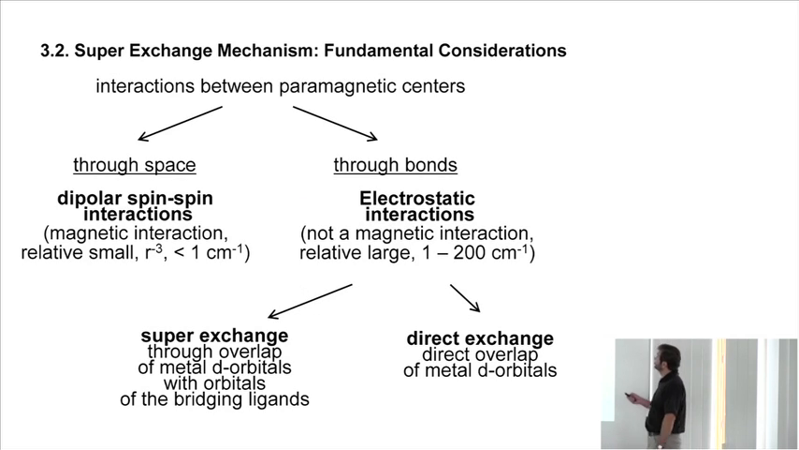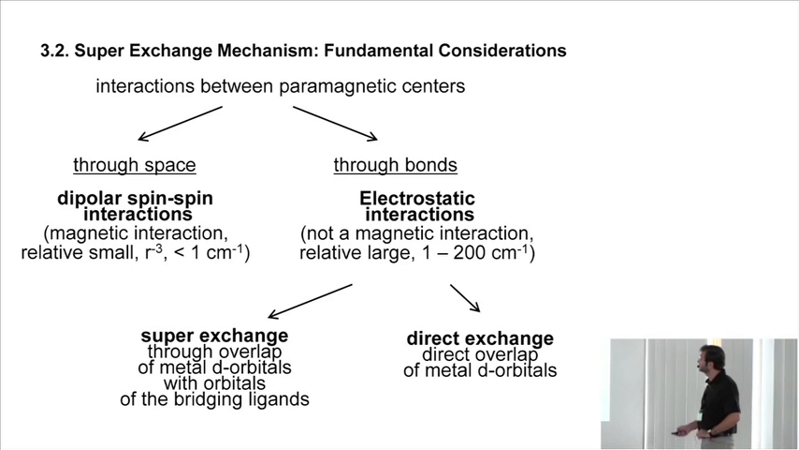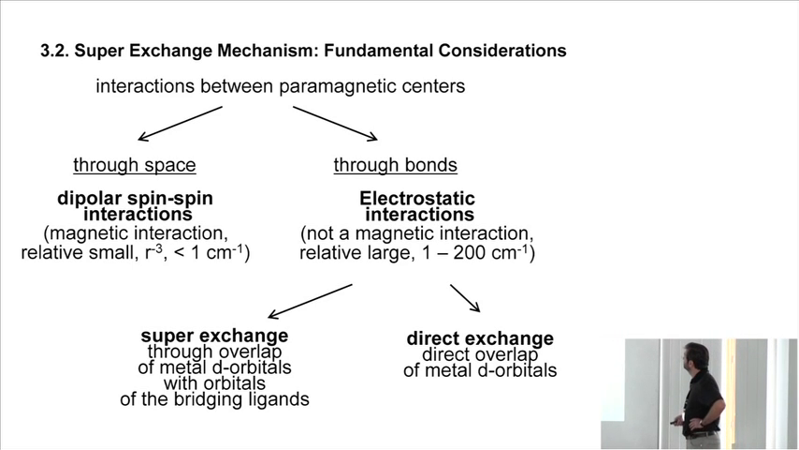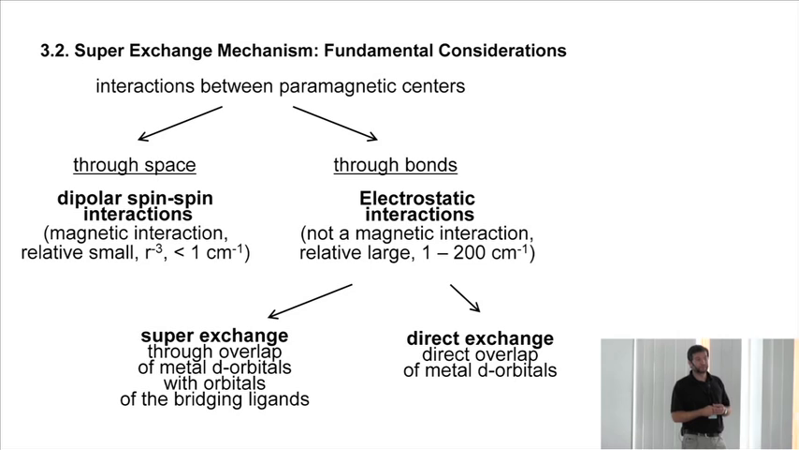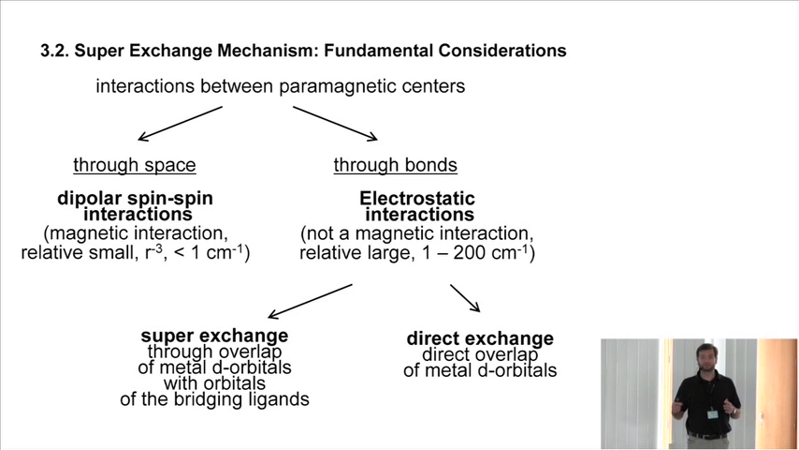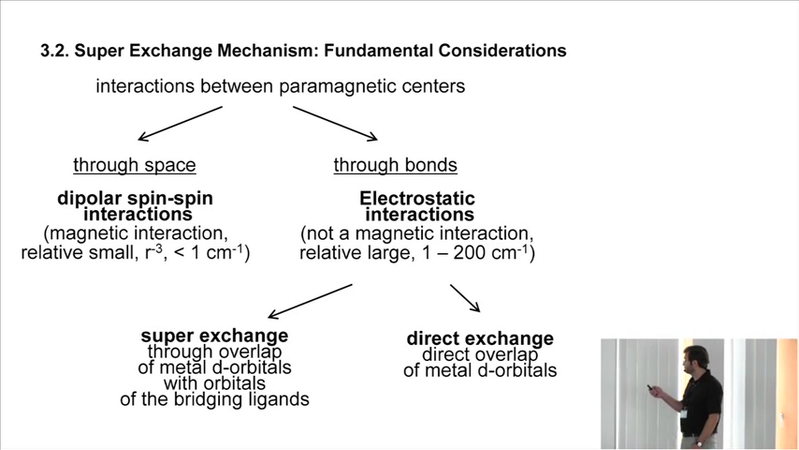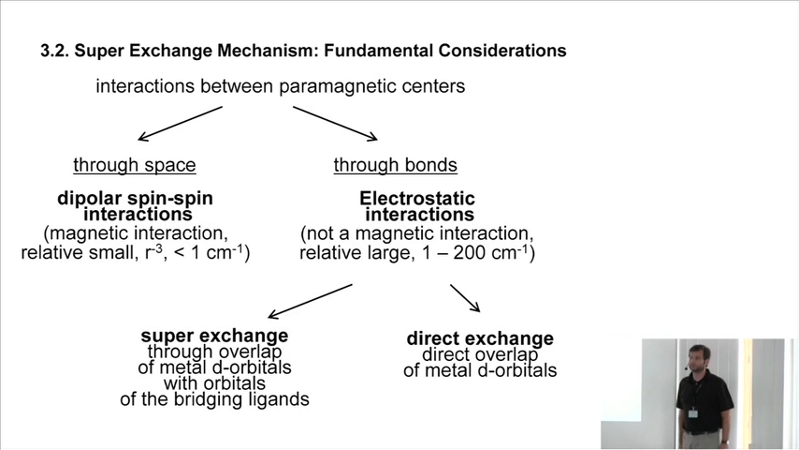So now comes the superexchange mechanism. Where does this coupling come from? And I want to start with some very, very important considerations. For the interaction between paramagnetic centers, there are two completely different pathways. There's one pathway through space.